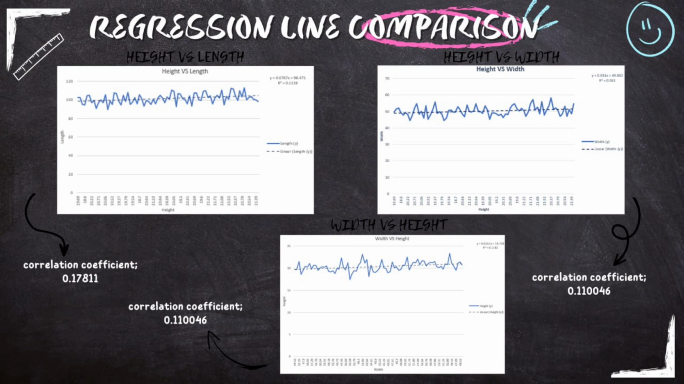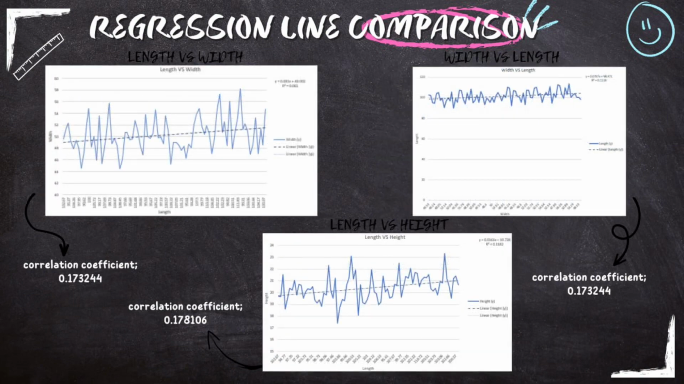So from the regression line comparison, for height versus length, the correlation coefficient is 0.17811. For width versus height, the correlation coefficient is 0.110046. For height versus width, the correlation coefficient is 0.110046. For length versus width, it is 0.173244. For length versus height, it is 0.178106. And for width versus length, the correlation coefficient is 0.173244.